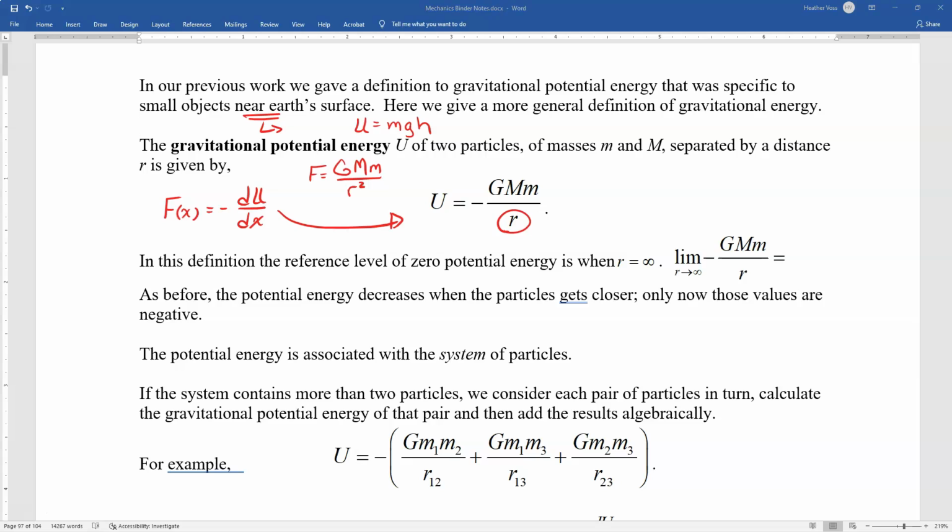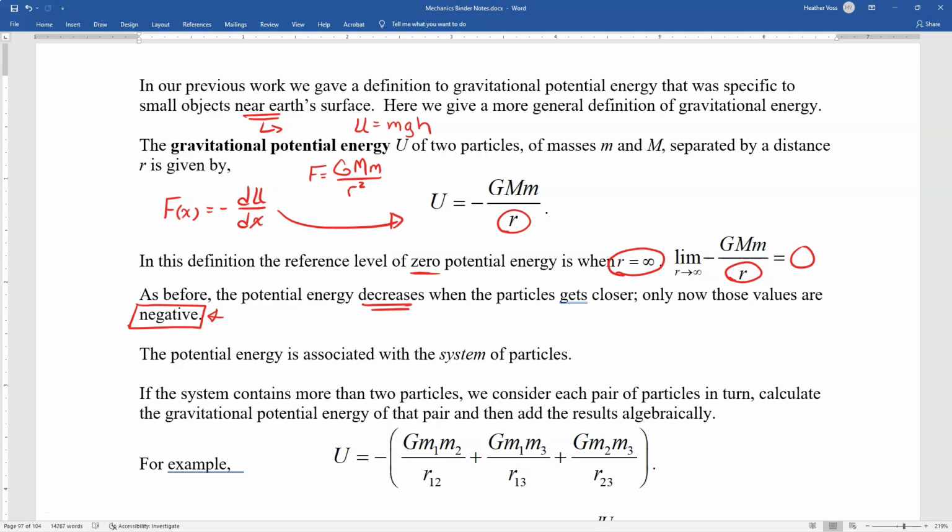Now, things here get a little weird because before, when we were looking close to the Earth, as we got right on top of the Earth, our potential energy went to 0. Well, for universal gravitational potential energy, we get to 0 when our r is massive, when our separation is huge. So if we look at the limit as r goes to infinity, as r gets really, really big, this gets big, which tells me the entire thing is going to 0. So our potential energy is decreasing as the particles get closer, but now our potential energy is negative. It's still decreasing, but we've got to watch out because it's negative.